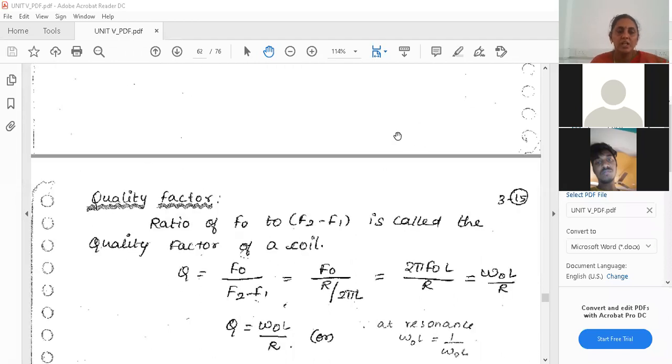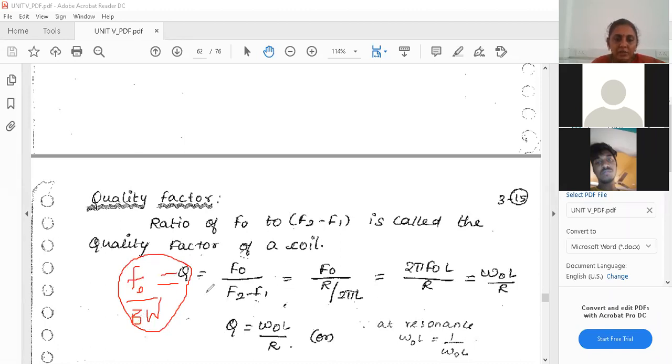Next, quality factor. Quality factor is defined as the ratio of F0 to F2 minus F1. What is F0? F0 is the resonant frequency. And F2 minus F1 is going to be the bandwidth. So we can write Q value is equal to F0 divided by bandwidth. This is also a very, very important formula. Q is equal to F0 by bandwidth.